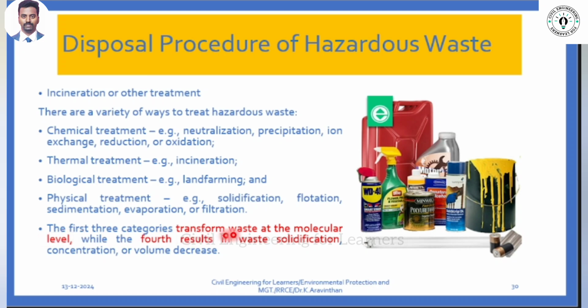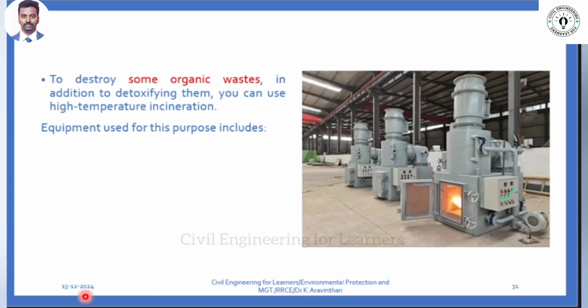The first three categories transform the waste at the molecular level. What are they? Chemical, thermal, and biological treatment. Molecular level means it turns the waste into ash; at the atomic level it changes. But the last one is called physical treatment. Physical treatment means dumping in some place, dumping in the ocean. So it does not change the character. The fourth results in solidification, concentration, or volume decrease. The fourth type is only used for volume decrease.